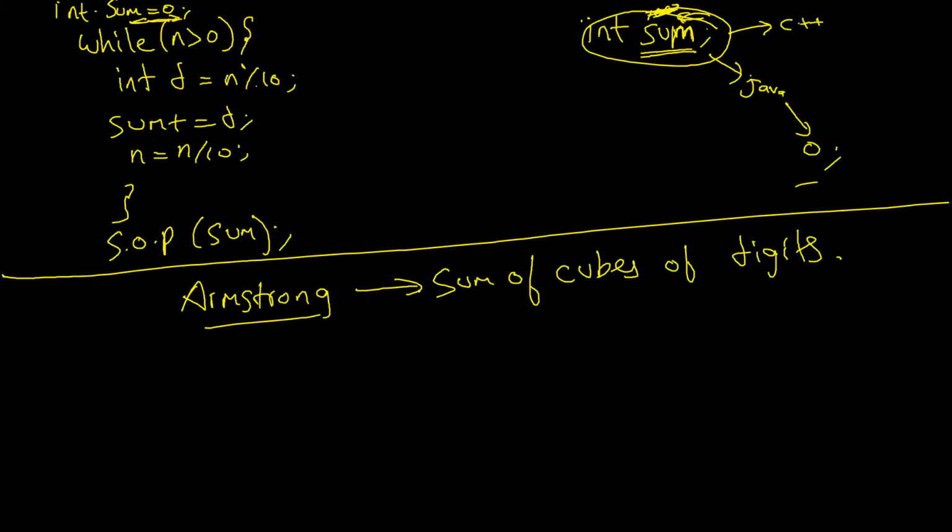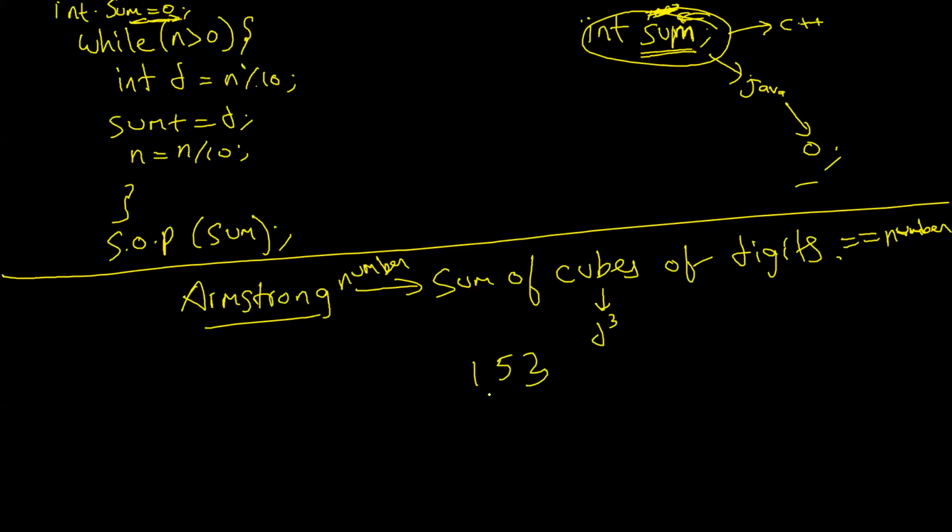So an Armstrong number is a number whose sum of cubes of digits, cube meaning to the power 3, d to the power 3, is equal to the number itself. Only then can you call it an Armstrong number. Okay. Are you guys getting it? Right. So if I take a number like 153.